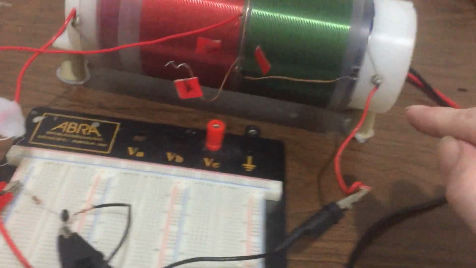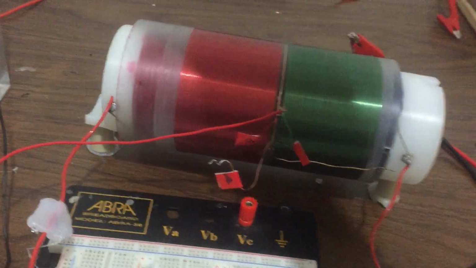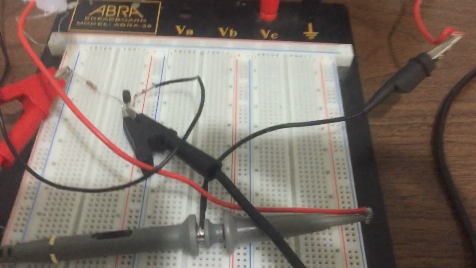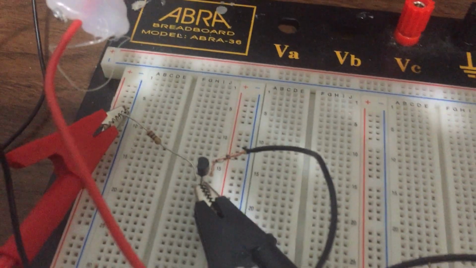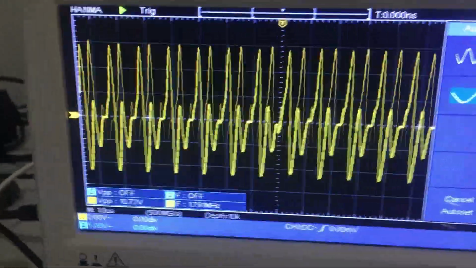So I got the scope connected to the secondary coil here. And these are the two coils push-pull oscillating. Just a little transistor controlling the feedback. That's it. That's all it is. Very simple. And there's your capacitor right here that this connects to. And here it is.